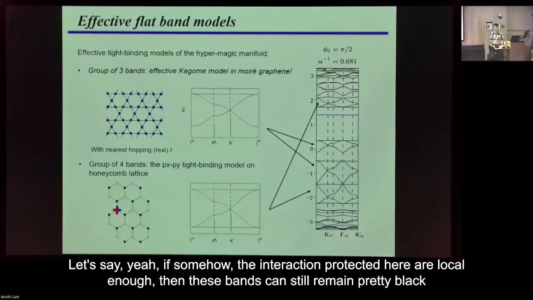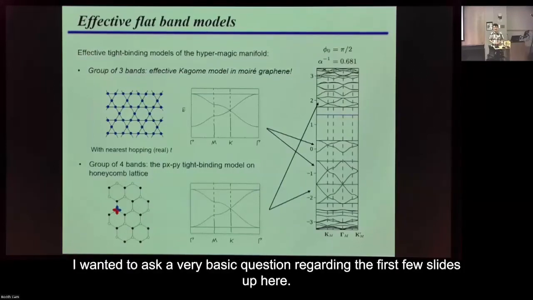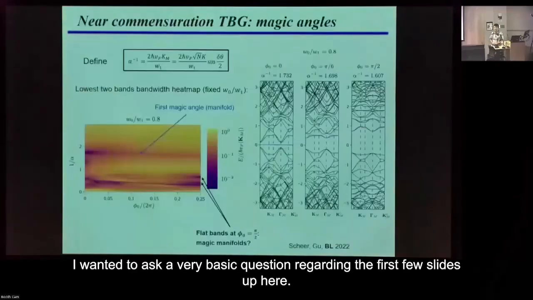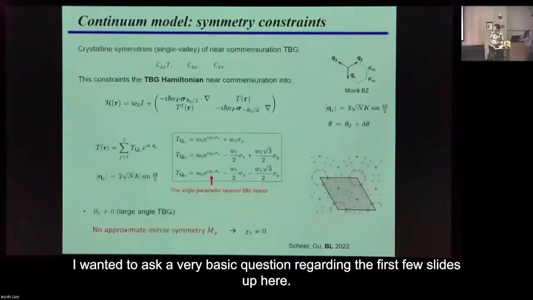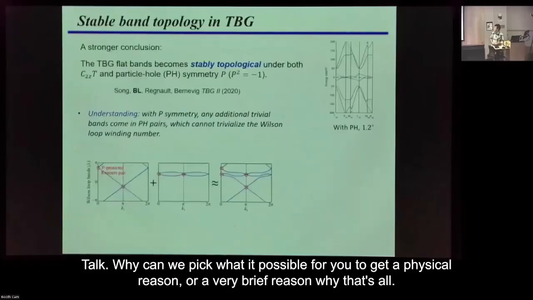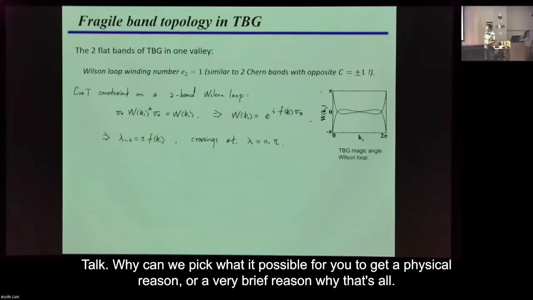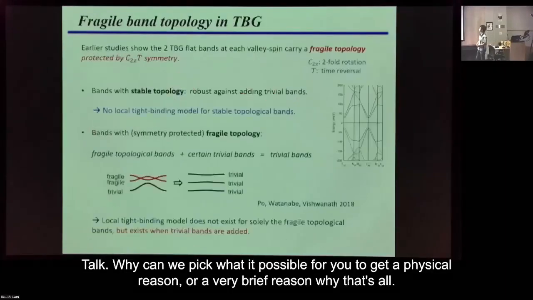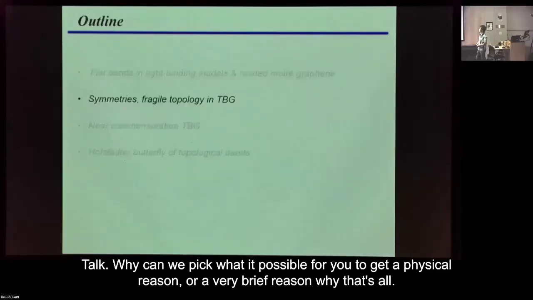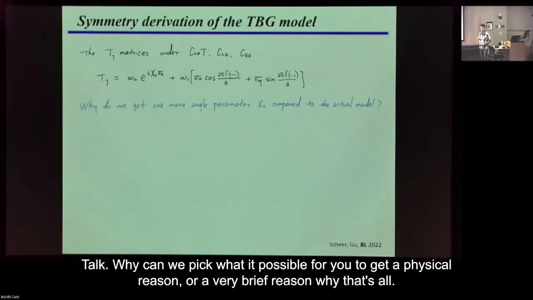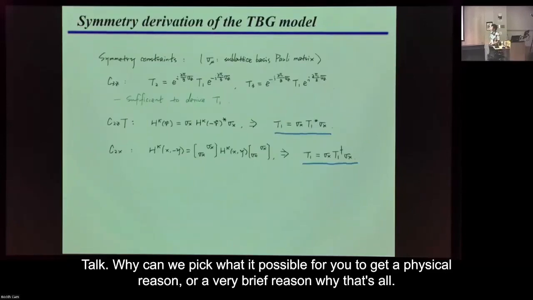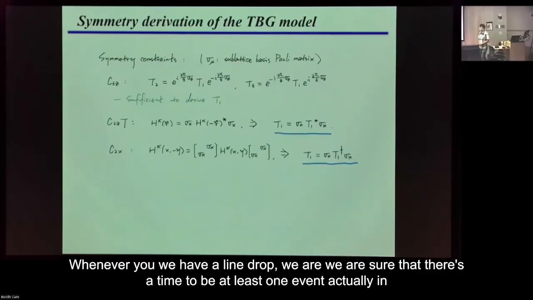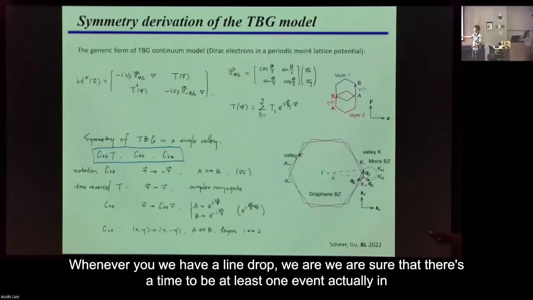Thank you, Professor, for your wonderful talk. I wanted to ask a very basic question regarding the first few slides of your talk. Would it be possible for you to give a brief physical reason why, whenever we have a line graph, we are sure that there's going to be at least one black band? Yeah, actually, it is covered in Andrew's talk, but I can't think of it again.